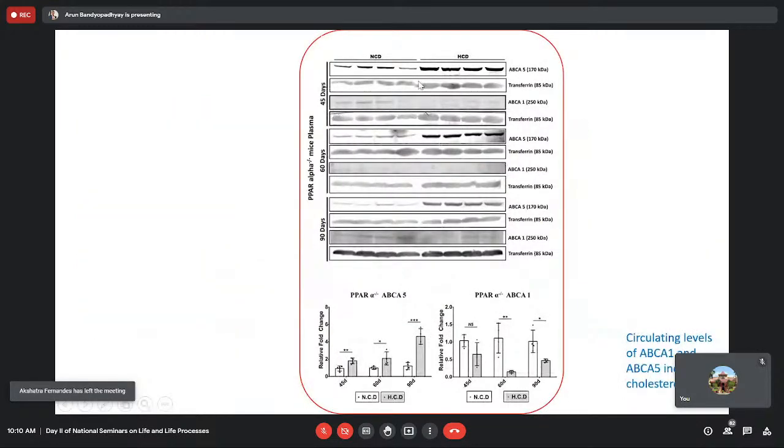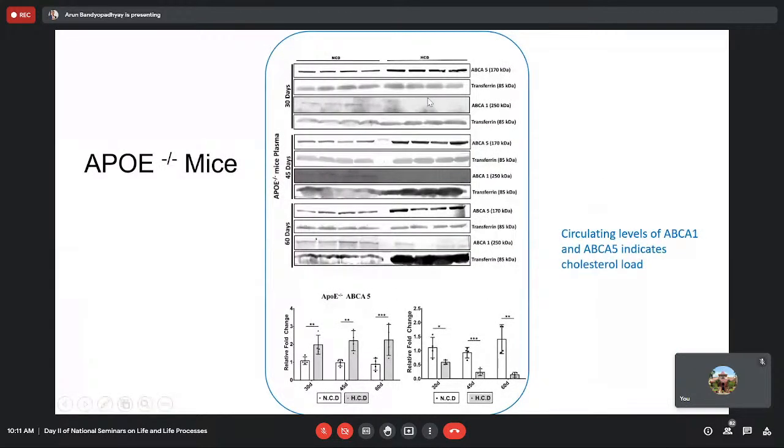In this case, we checked what is happening to the status of ABCA1. ABCA1 is decreased and ABCA5 is increased in PPAR alpha knockout mice as well as in apo knockout mice in response to cholesterol feeding. With the high cholesterol diet after 60 days, ABCA5 is increased but ABCA1 is decreased. So whatever data we found in the human patient samples is reproduced in cell culture and also in the animal model.